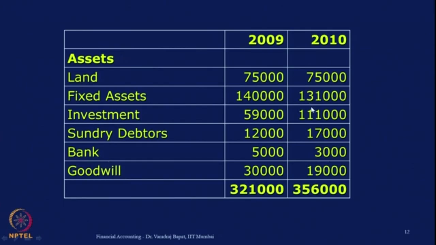So, there is a reduction in the value of fixed asset, no purchase or no sale. So, probably it is dash. We will look at it once again. Investment: 59,000 increasing to 111. So, what type of item is it? There is an increase in investment, we have made payment and investment has increased. So, it is an investing type of flow. First time investing flow is coming. So, mark it as I outflow.